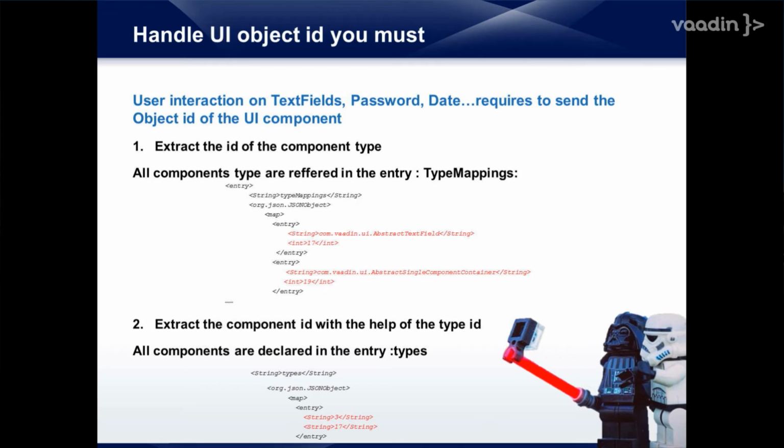Because in the response of a Vaadin request, you have a map called types, and this is linking the object with the types that you have in your page. So here in our example, the object 3 is an object 17. So 17 is an abstract text field. So it's the input field that I'm trying to update.